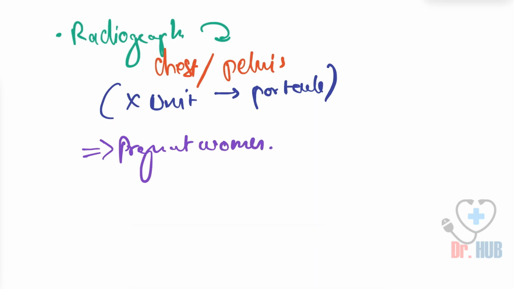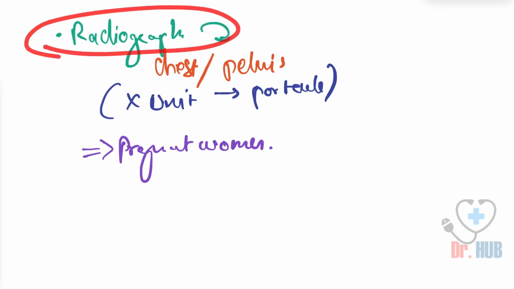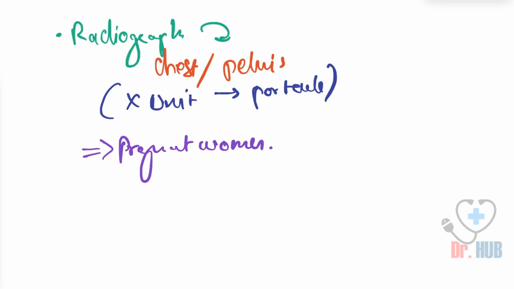Now, just to recap what we did, we saw the radiograph. The radiograph is done for the chest as well as the pelvis, and most preferably we need the portable X-ray unit, and it is also done in pregnant women as indicated.